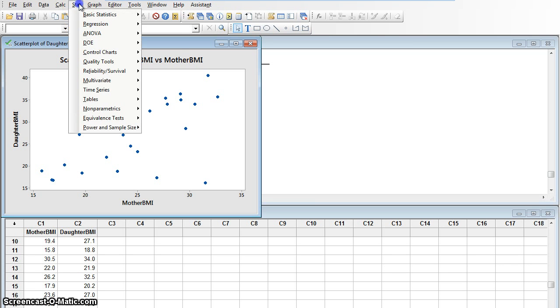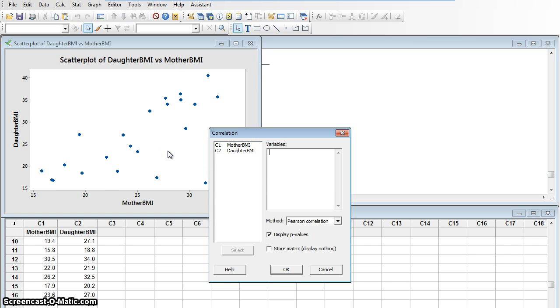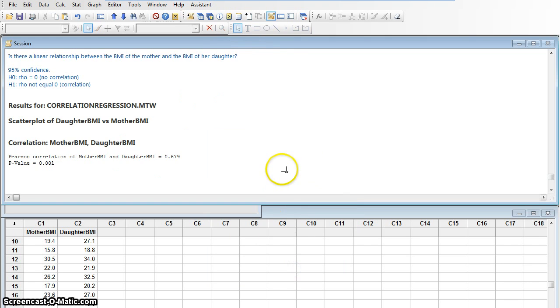So I'm going to go to Stat, Basic Statistics, and I'm going to come down here to Correlation. Now for correlation, it wants to know what variables we are going to use. We're going to use the mother's BMI and the daughter's BMI. It doesn't matter which order you put them in for correlation. By the way, there's more than one method. We're just going to use Pearson correlation. That's the one that the book uses. And we're going to say, OK. And Minitab calculates the Pearson correlation coefficient.